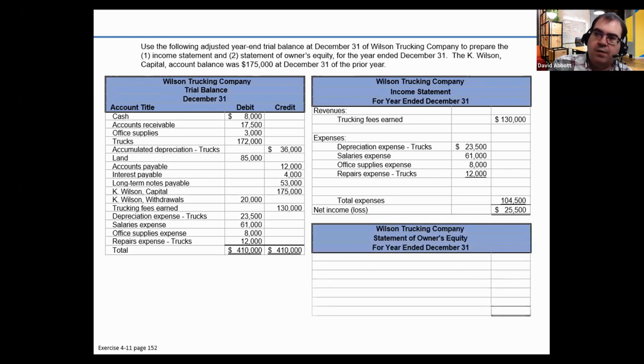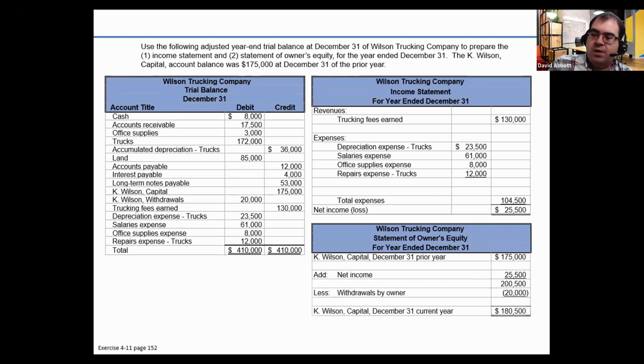Then we can figure out the owner's equity. So we have K. Wilson capital December 31 of the prior year, $175,000. So then we can add the net income, which is $25,500. So that leaves $200,500, less withdrawals by owner of $20,000. So K. Wilson capital December 31 of the current year is $180,500.